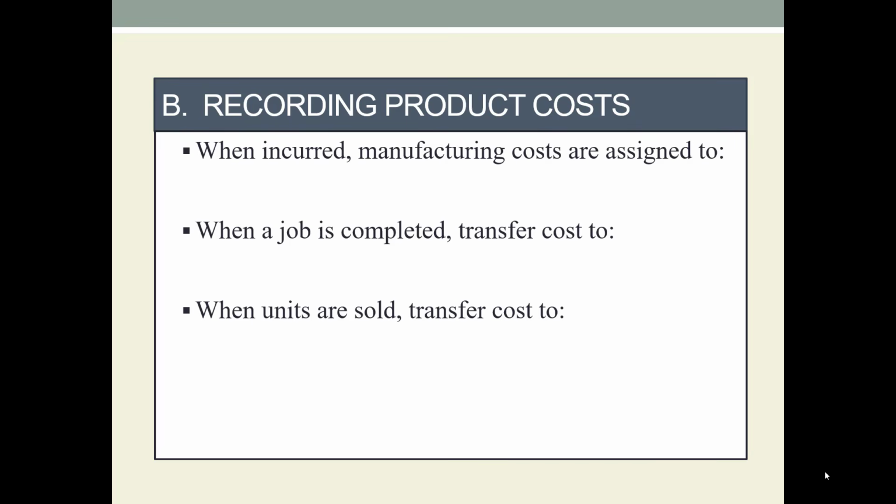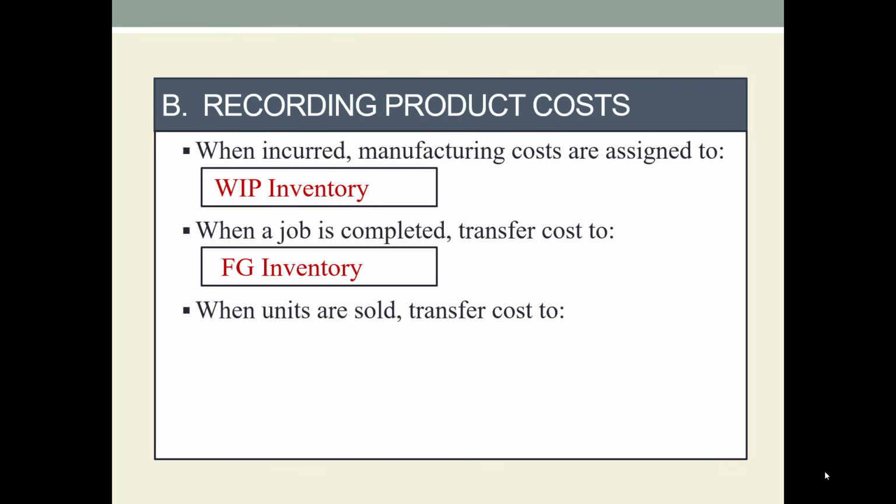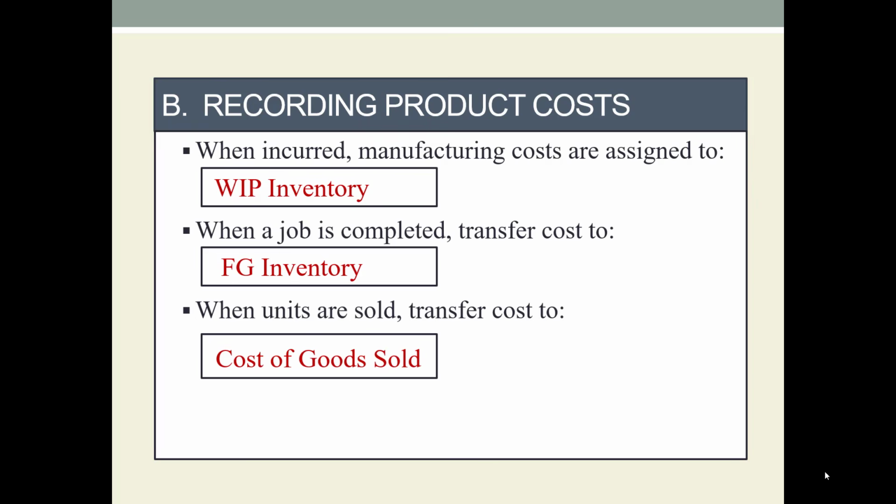When we record product costs as they're incurred, we'll assign them to work in process inventory. Then when a job is completed, we'll transfer that cost to finished goods inventory. And finally, when the goods are sold, we'll transfer that to cost of goods sold. So this shows you what we mean by record as an asset as incurred and expense when sold.